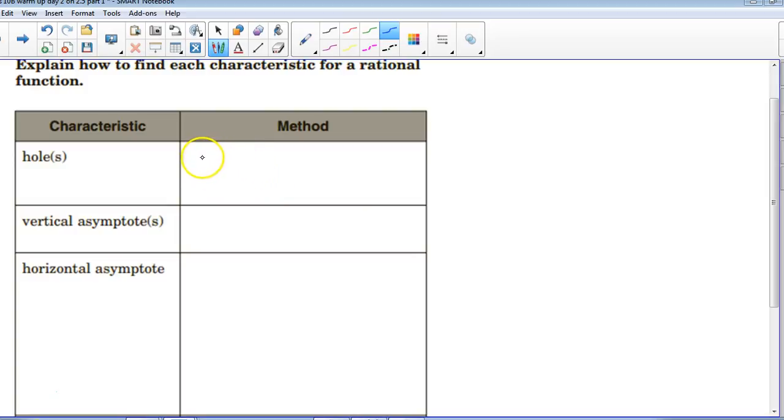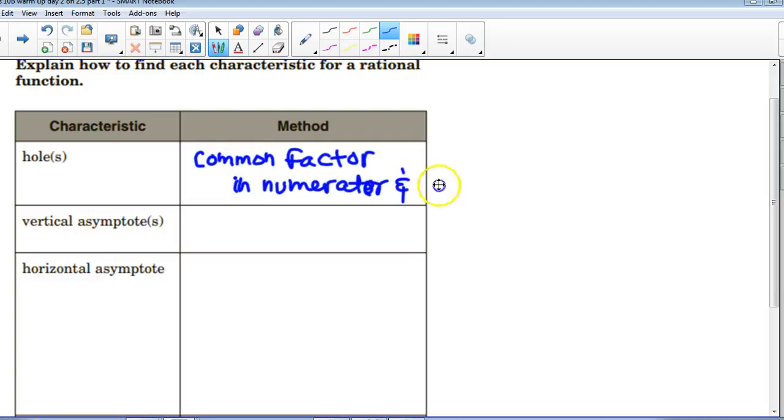I was going to say a hole is when a binomial is a factor of the numerator and the denominator. Perfect. Vocabulary, there's a common factor in the numerator and the denominator. I don't know what that says. Pretend it says numerator. The factor does have to be of equal multiplicity on the top and the bottom, but I didn't give you any that aren't, so it's not something you really need to be concerned about today or in this class.